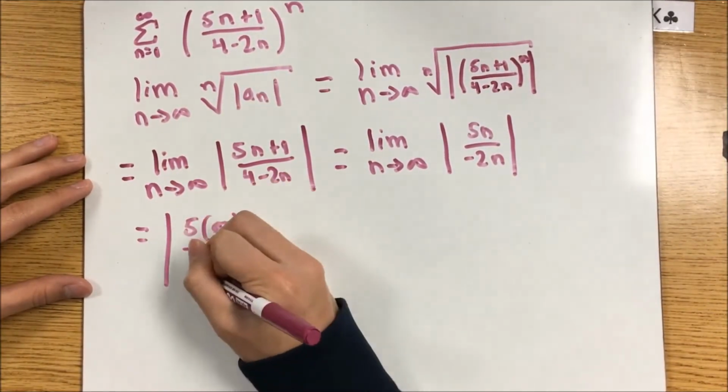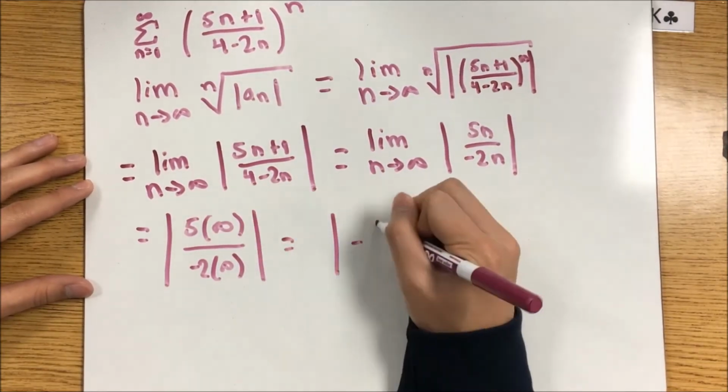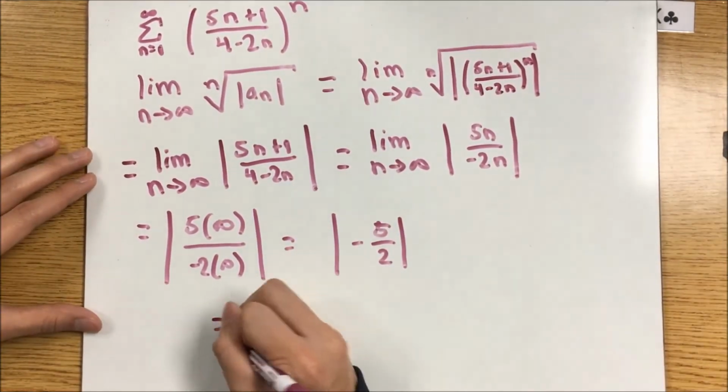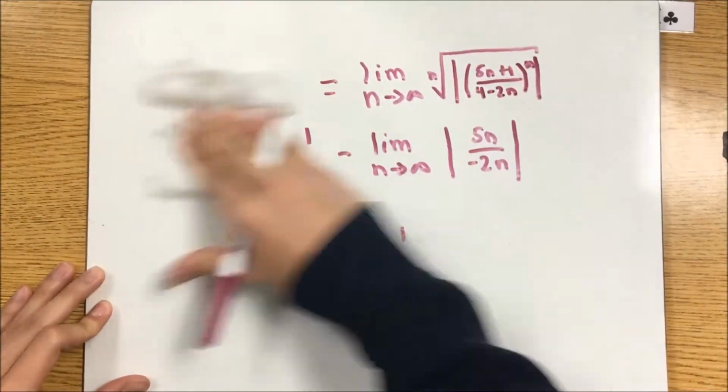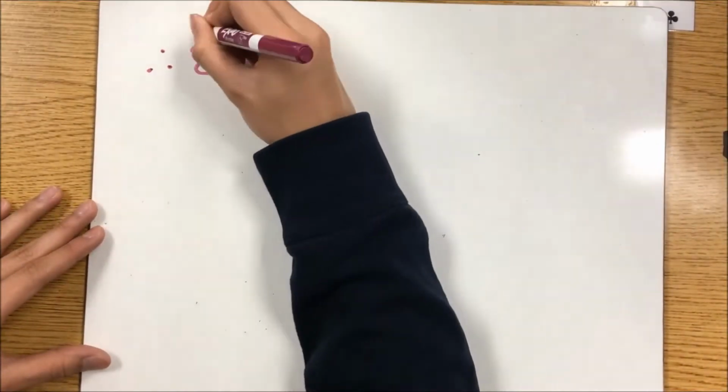Once everything is simplified, you get the limit as n approaches infinity equals 5 over 2, which is greater than 1. Therefore, the series diverges by the root test.